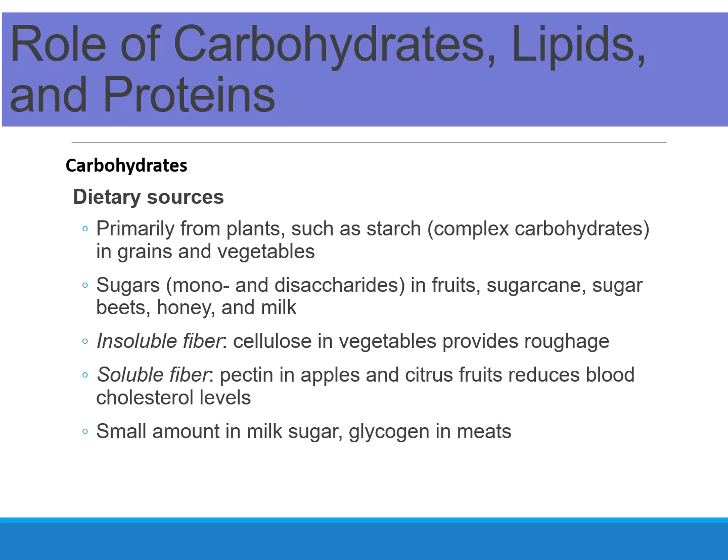Soluble fiber is the pectin that you find in apples and citrus fruits, and our body uses that to reduce our cholesterol levels. So that's why it's important to really and truly eat an apple a day. There's a small amount of carbohydrate in milk sugar, as I mentioned, and there's also a small amount of carbohydrate in the glycogen in meats.